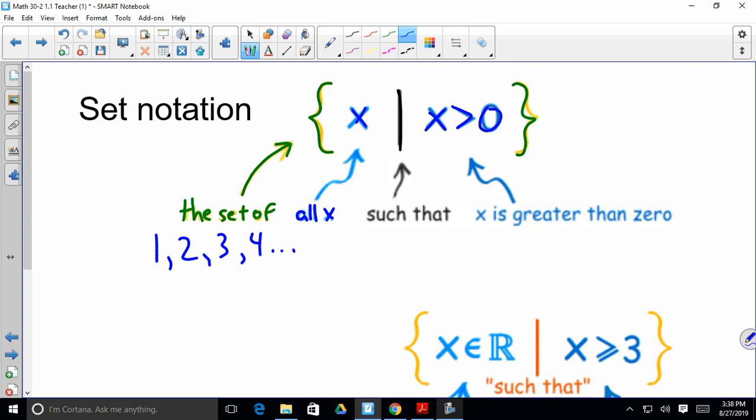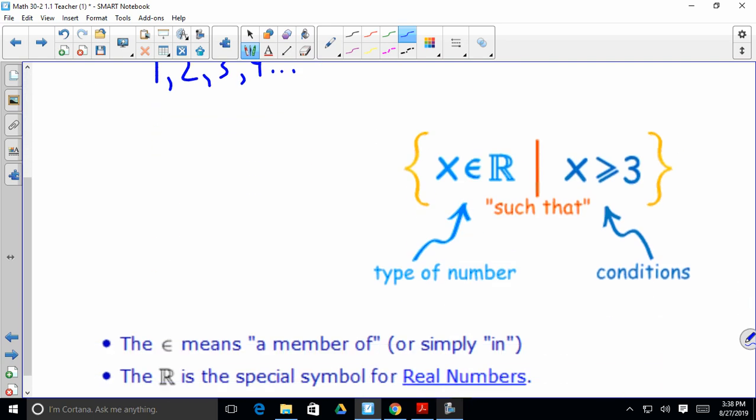So set notation is another way to write out groups of numbers. And usually it saves time. Now the trouble is, sometimes it's kind of confusing and it hurts your brain. But this is stuff you have to know.